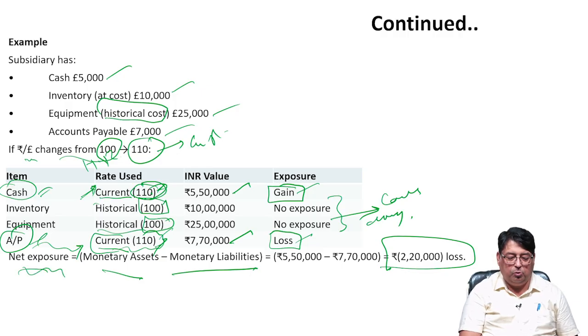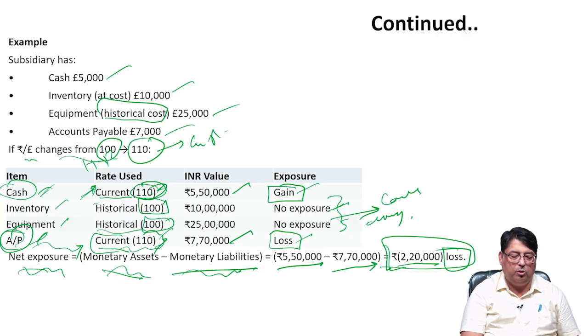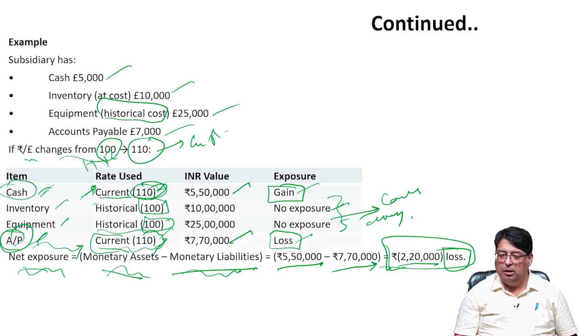Now, the net exposure will be monetary assets minus monetary liabilities. So, these two items, that is inventory and equipment, are not causing any exposure, only the exposure is due to cash and accounts payable. So, exposure due to cash is 5,50,000 rupees convertible into Indian currency, and exposure due to the accounts payable is 7,70,000, which is a difference of 2,20,000, which shows the loss. Loss is because the Indian currency has depreciated, and accounts payable will be shown as a higher amount. So, that is a loss.